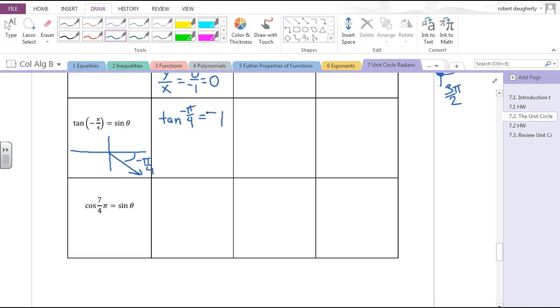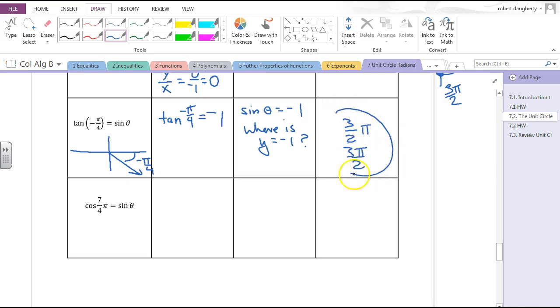So this problem turns into sine of theta equal to -1. This is just asking you the question, where is y equal to -1? Because the sine is your y value. On the unit circle, where do you see a y value of -1? That only happens in one place, at the bottom of the unit circle, 3/2 pi or 3 pi over 2, whichever way you want to write it.